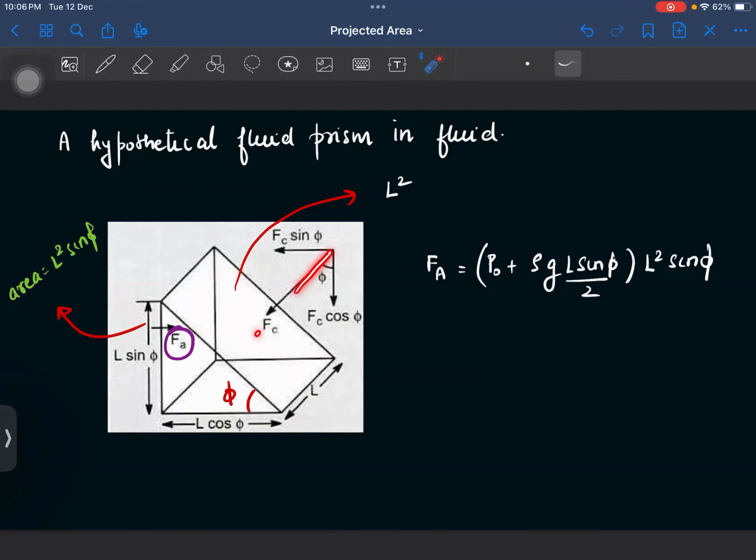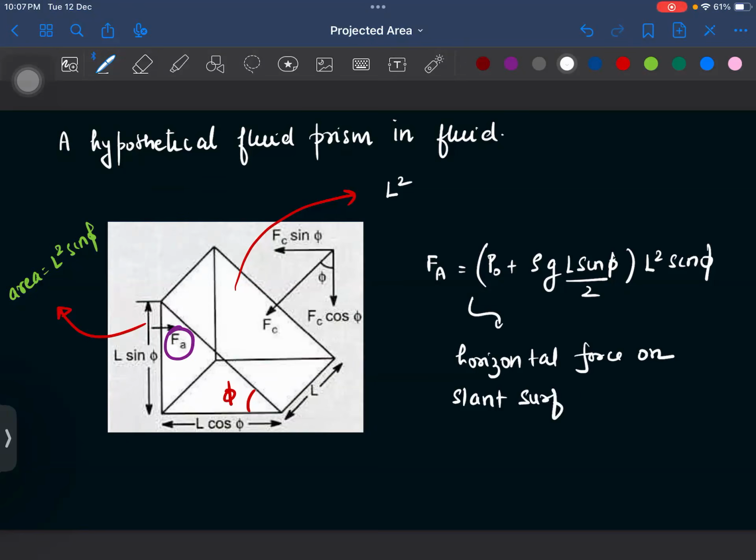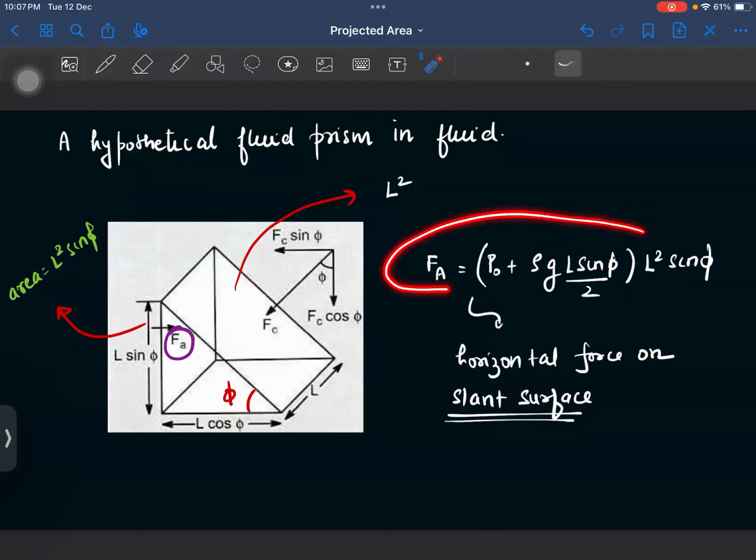Now, this force will be equal to the horizontal component of the force applied on this slant surface. On this slant surface, the force is represented by Fc and the horizontal component will be Fc sine phi. This will also be equal to the horizontal force on the slant surface. Now, students, I advise you to note this expression down. Pause the video for a second, note this expression down as we move to the next slide.